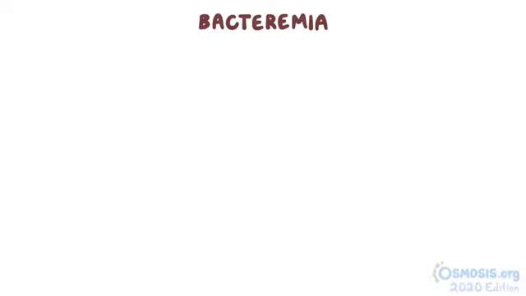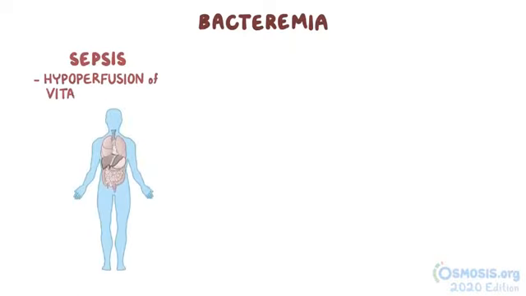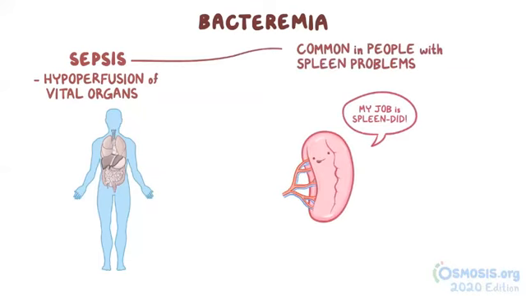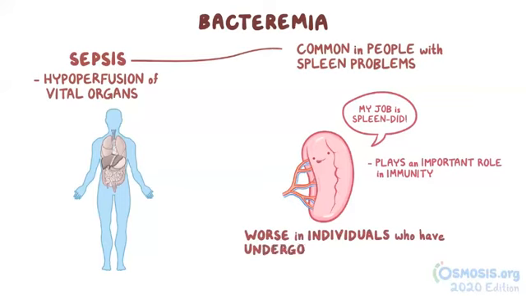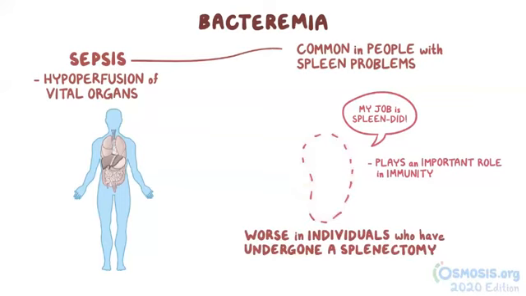Eventually, bacteremia can cause serious problems, like sepsis, which can lead to hypoperfusion of vital organs. Sepsis caused by strep pneumoniae is particularly common in people with spleen problems, because the spleen plays an important role in immunity, especially against encapsulated bacteria. So strep pneumoniae infections are typically worse in individuals who have undergone a splenectomy, which is when the spleen is removed, or in those with sickle cell disease who have functional asplenia.